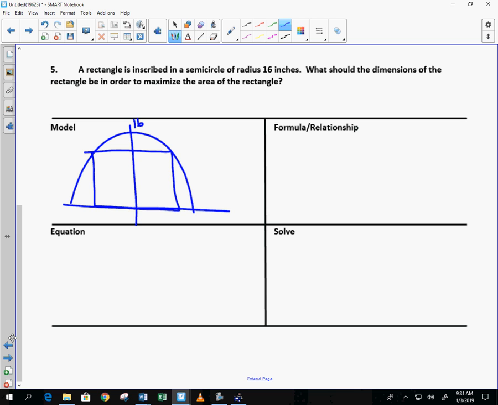Riley's a smart guy. That's why he's unknowledgeable. Hey, somebody else, tell me what to do. Area is base times height. Okay, I like it.